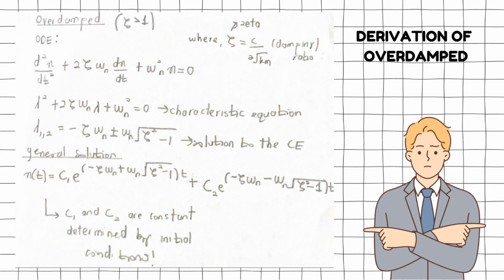Next, we move to the derivation of overdamped. The damping ratio for overdamped must be greater than 1, and the general solution is x(t) equals C1 e to the power of (negative ζω_n plus ω_n times the square root of ζ squared minus 1) t, plus C2 e to the power of (negative ζω_n minus ω_n times the square root of ζ squared minus 1) t, where C1 and C2 are constants determined by the initial conditions.